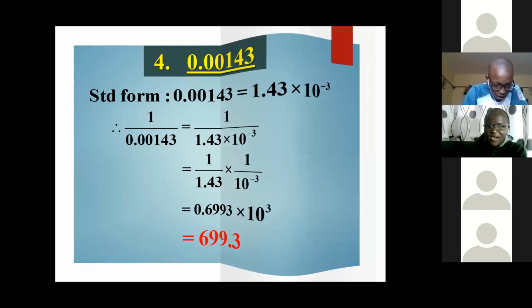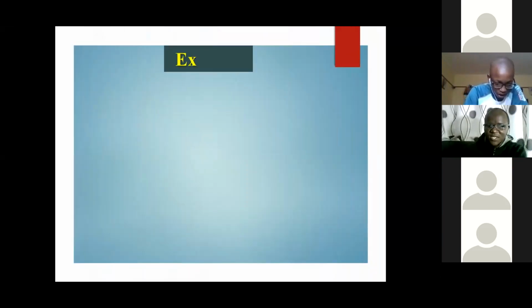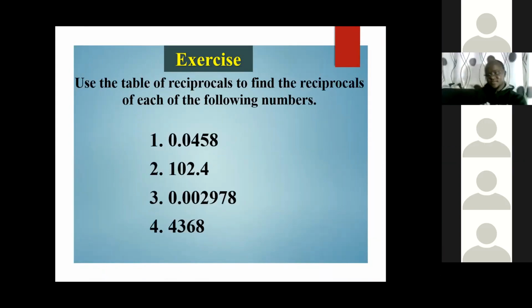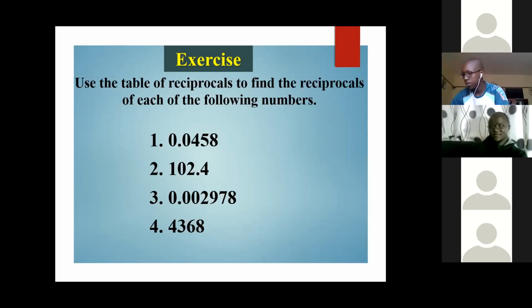Now, we have a small exercise. Use your table of reciprocals to work out the reciprocals of the following numbers. Are they visible? Yes. Okay.